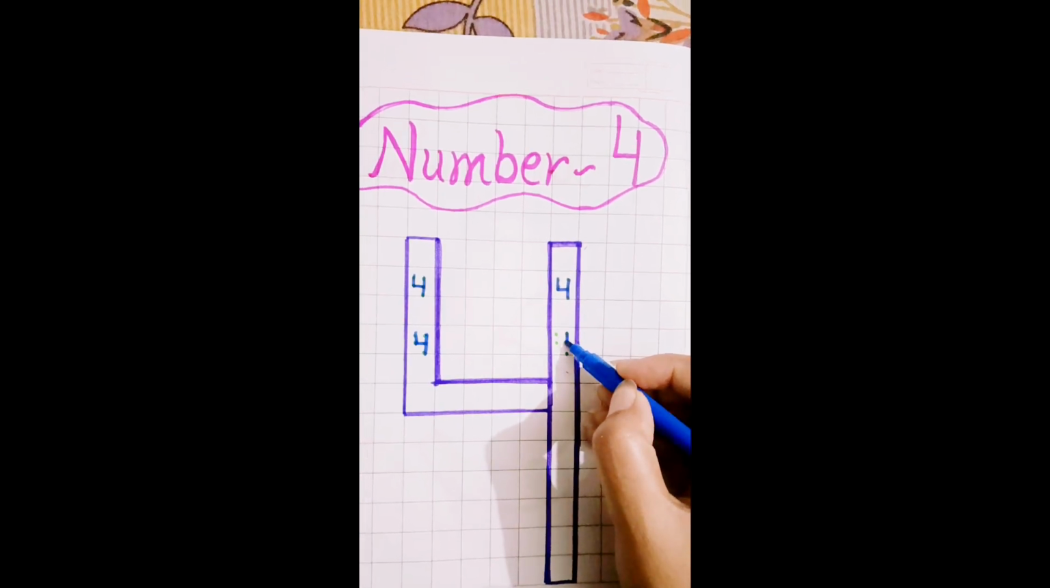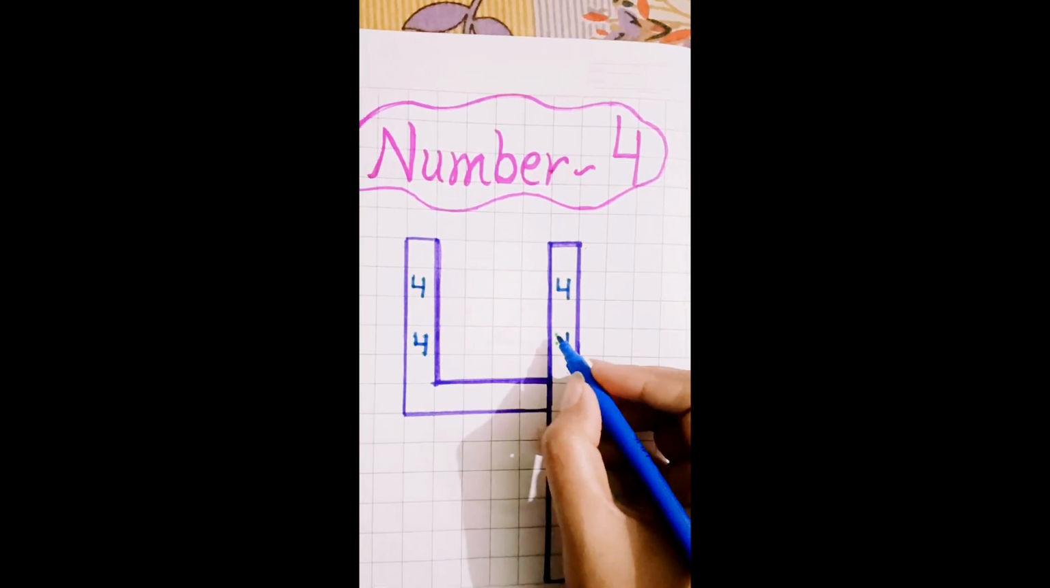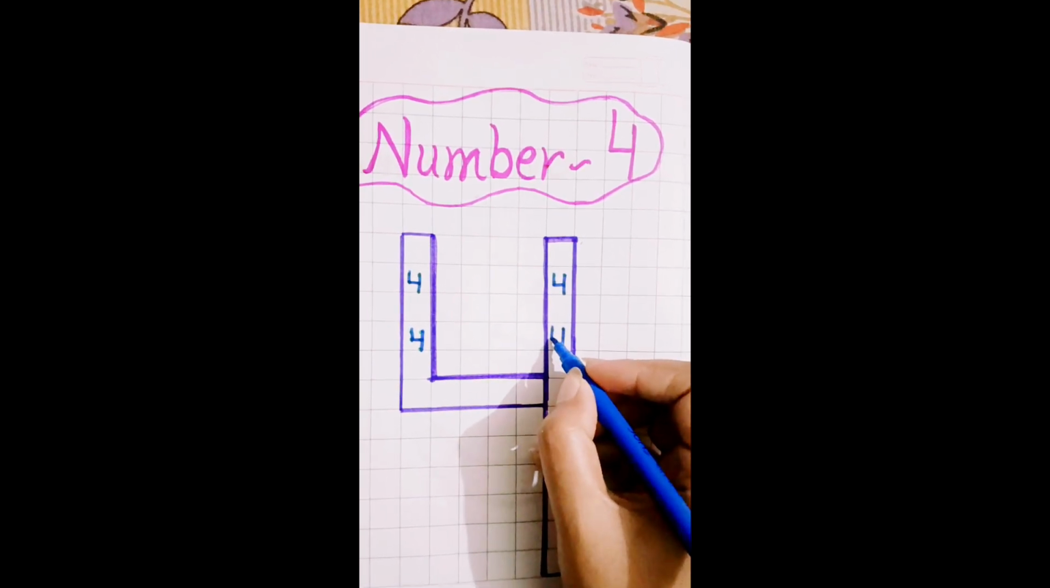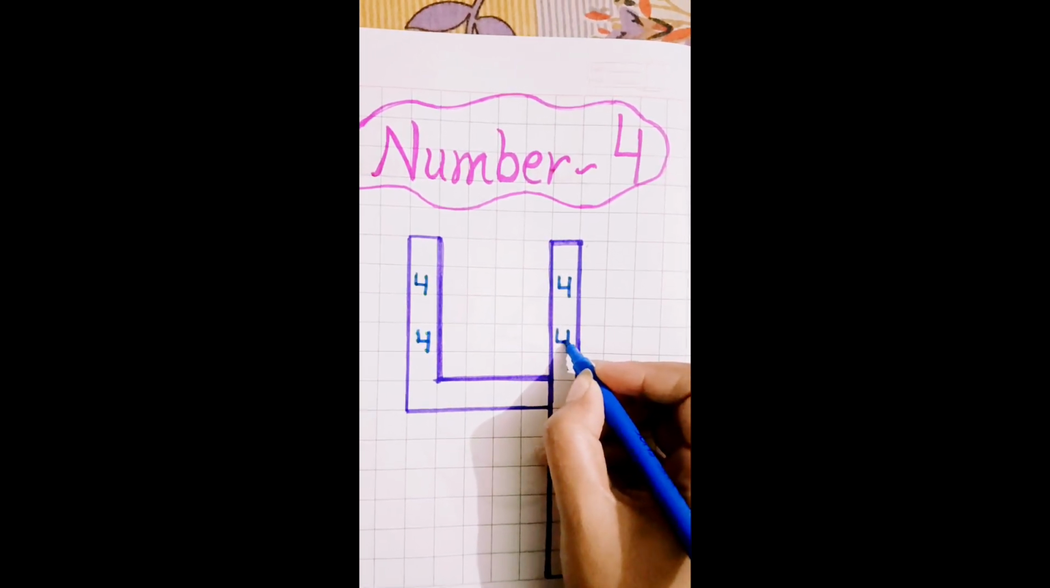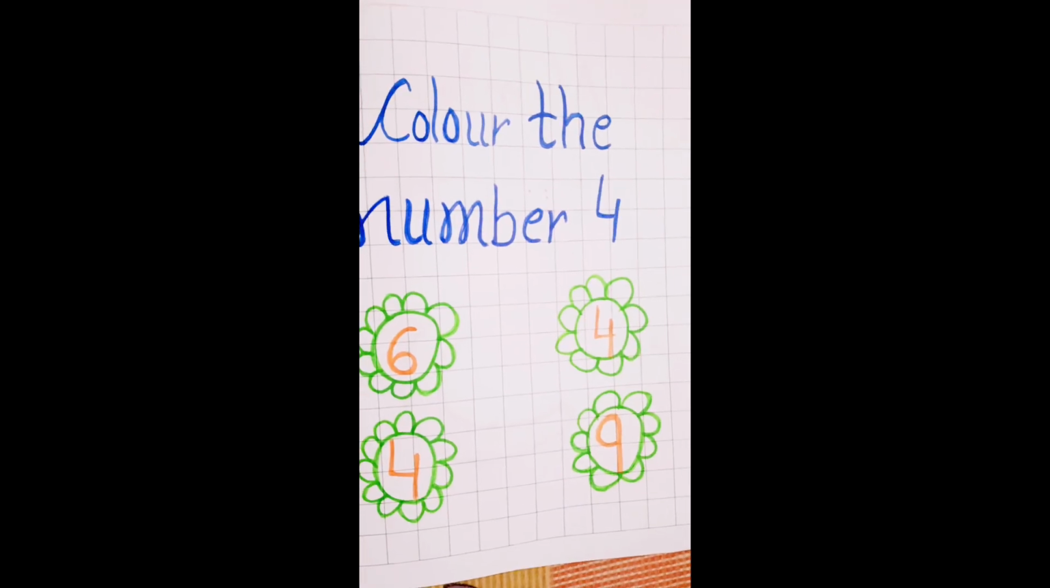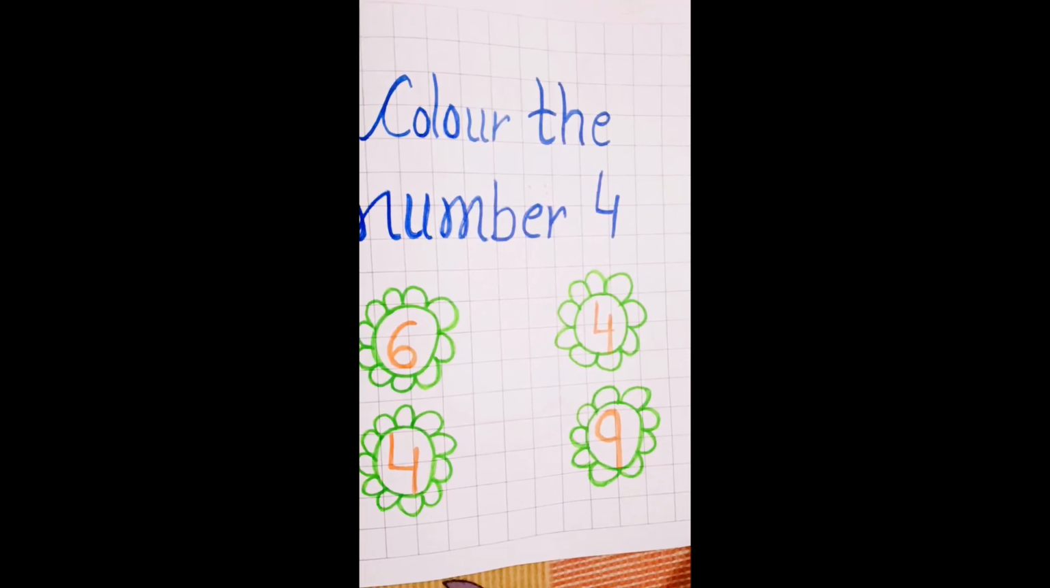Write again. Draw a standing line. Now draw a small standing line. Now make a small slipping line. This is number 4. Let's do an activity of number 4.